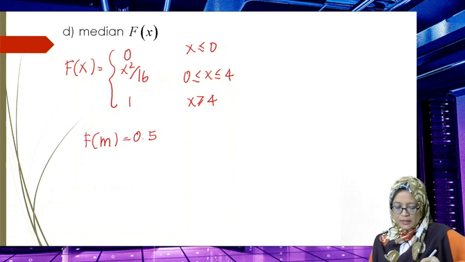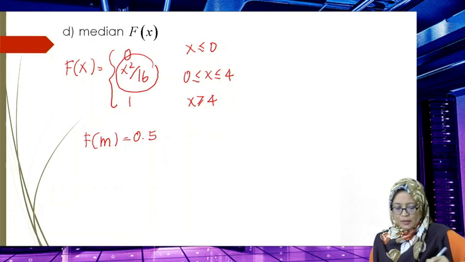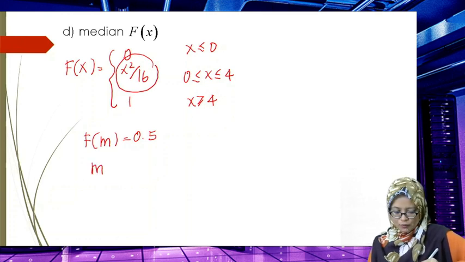So nilai 0.5 ni mesti jatuh dekat sini lah, interval yang tengah tu. 0.5 tu bukan tengok dekat you punya interval yang ujung ni, kena tengok dekat you punya function. Okay, so kita tahu dah 0.5 tu jatuh dalam function yang tengah ni. So kita akan ganti x dia dengan m. So jadi m square over 16 equal to 0.5. So m square equal to 8.